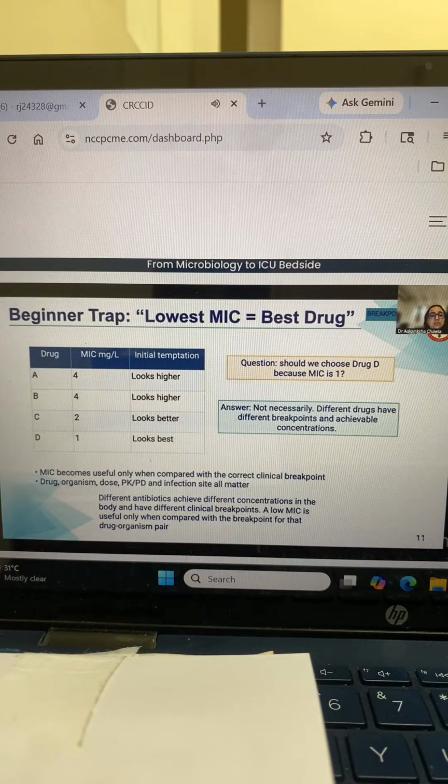And also you must keep in mind that the drug that you're choosing, the organism that you're treating, the dose, the PK/PD and infection site all matter. So it all has to be integrated together in your report before choosing the appropriate antimicrobial agent.